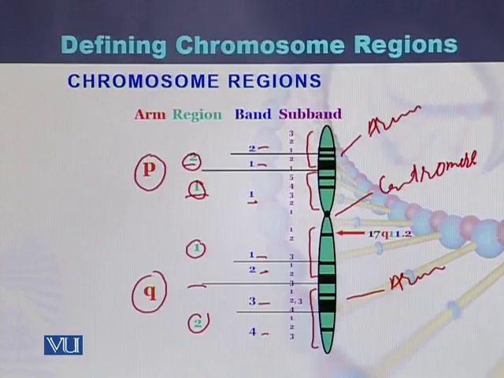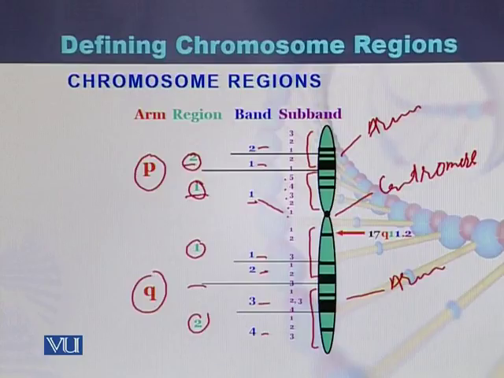Within the bands, there are sub-bands. If we see here, within band 1, we can see the sub-bands are 1, 2, 3, 4 and 5. So these are called sub-bands. We can conclude that sub-bands are present within the bands and bands are present within the regions. Regions are the larger fragments we can see with the help of microscopes while performing karyotyping.